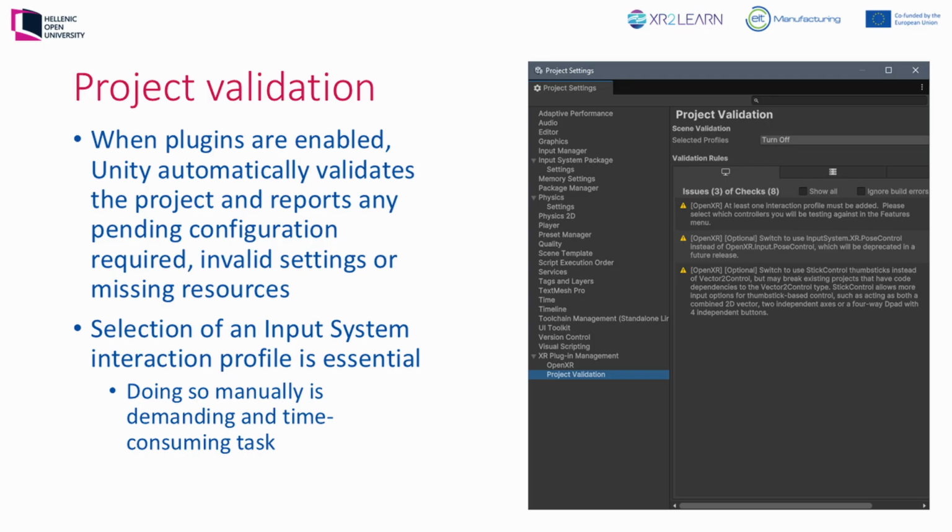Immediately after the first time the framework is installed and a plugin provider is enabled, the project validator will most likely report that there is no input system interaction profile defined. This means that there are no bindings between the actual controls supported by the plugin and the input system's actions available to the application. To address that, a developer would normally have to define an interaction profile by hand. This is a quite demanding, time-consuming and tedious task, even though the OpenXR standard standardizes the way hardware controls can be located, read, and written to.